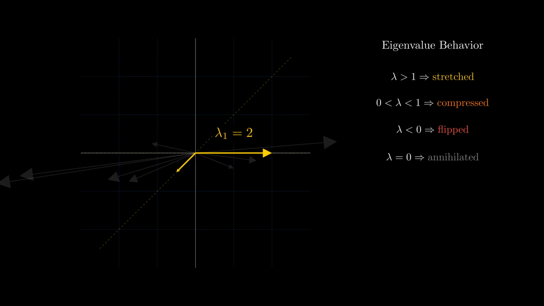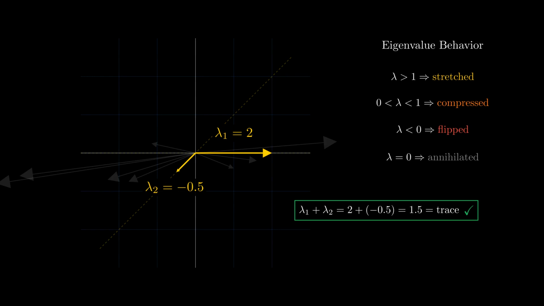In our example, lambda 1 equals 2. The eigenvector gets stretched to twice its length. Lambda 2 equals negative 1/2. The eigenvector gets flipped and compressed, and their sum, 2 plus negative 1/2, equals 1.5. And that gives us the trace of the matrix. Their product, 2 times negative 1/2, equals negative 1, and that gives us the determinant.